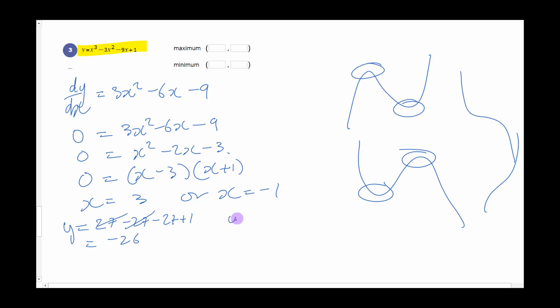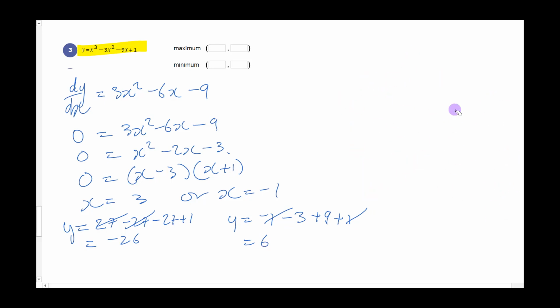X equals minus 1, my y value will equal minus 1 cubed is minus 1, minus 1 squared is 1, times by minus 3 is minus 3, minus 1 times minus 9 will give me a plus 9, plus 1. So they're going to cancel, so I'm just going to get left with 6. Now which is which? Well, let's look at x is 3, y is minus 26.